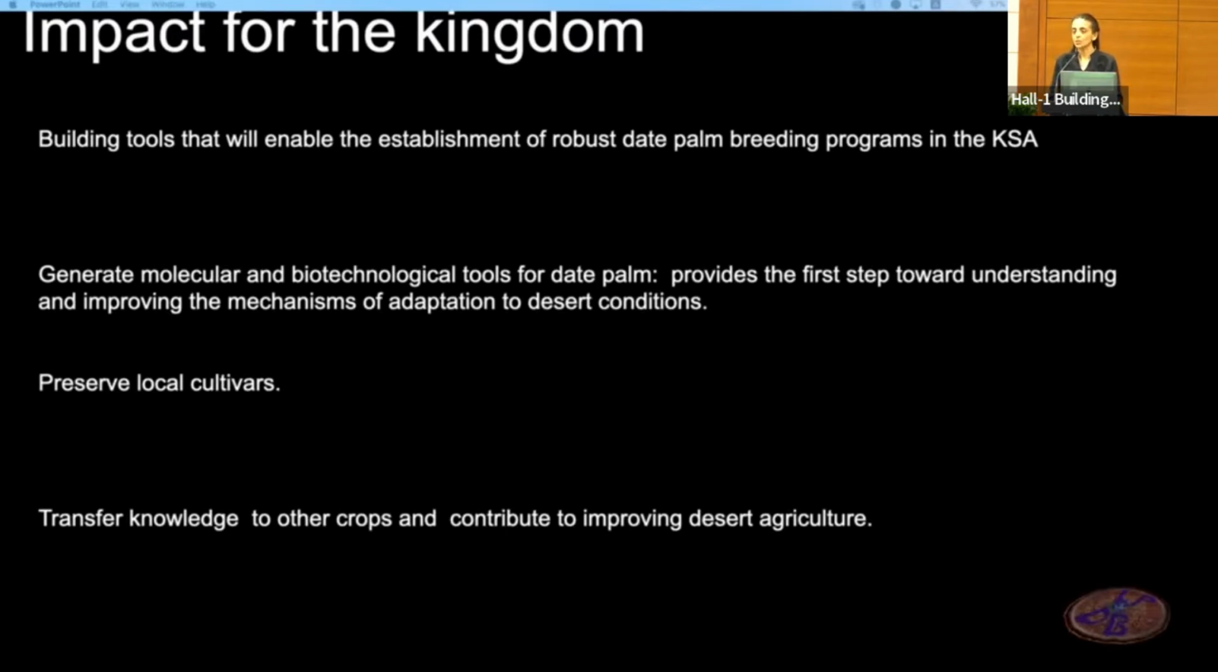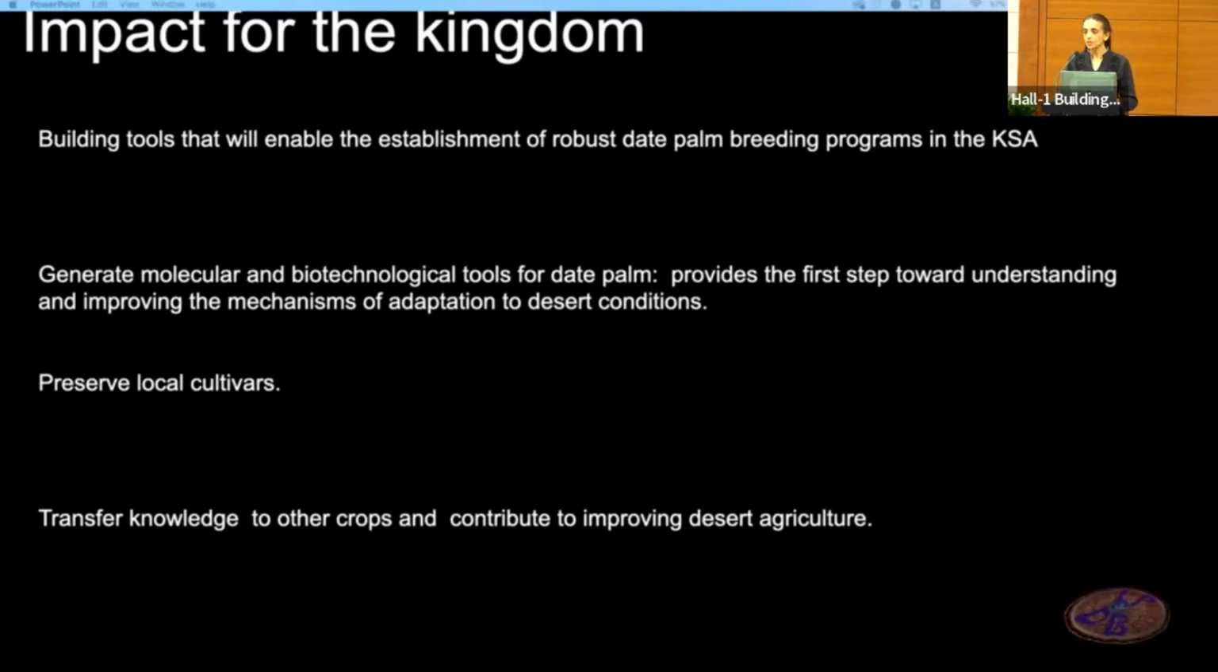So I think it's about time that we wake up and start working hard and doing what we need to do if we want date palm agriculture to continue and to move faster, and if we want the date to be a substitute for food security. Then, of course, what we want to do is to preserve local cultivars. Many cultivars have been lost to our generation, and by using this fast breeding program, I think we can achieve this goal. And of course, transfer the knowledge to other crops.